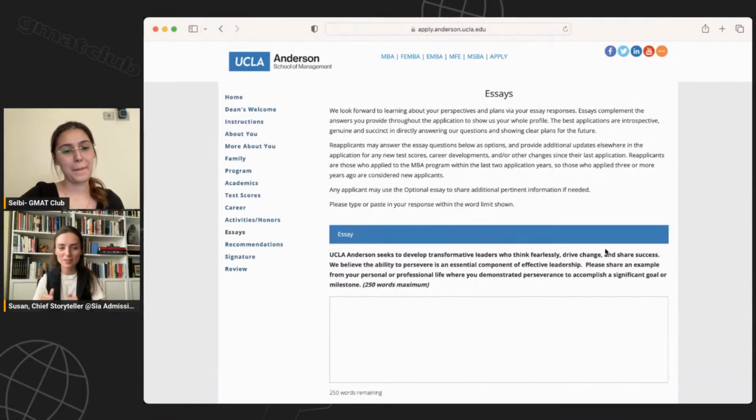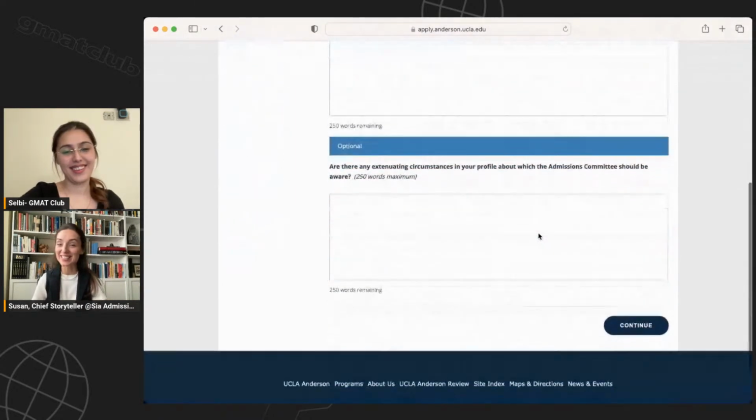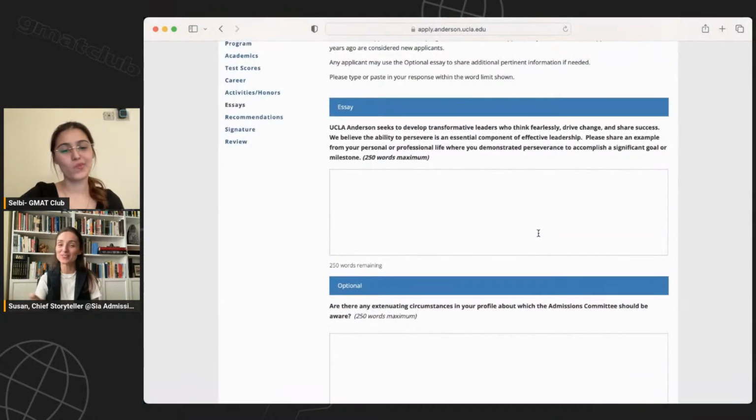Okay, so this is where most of the people spend most of their time, which is the essays. So you have essentially only this much information. You have one essay, 250 words, where UCLA wants you to share an example from your personal or professional life where you demonstrated perseverance to accomplish a significant goal or milestone.